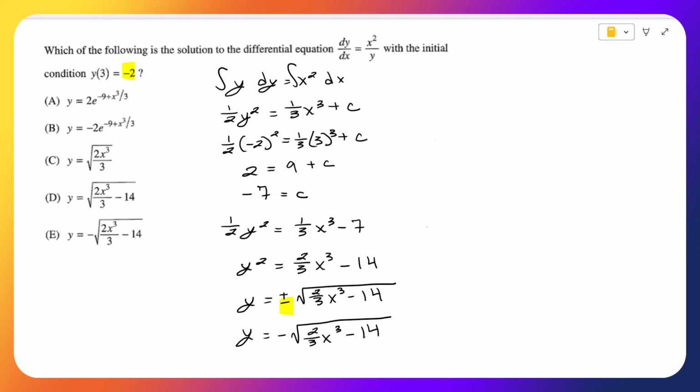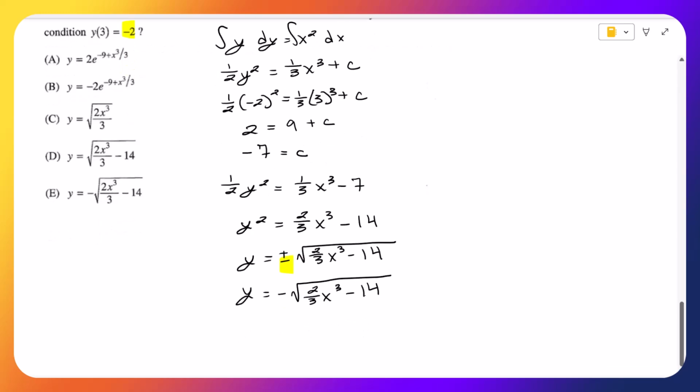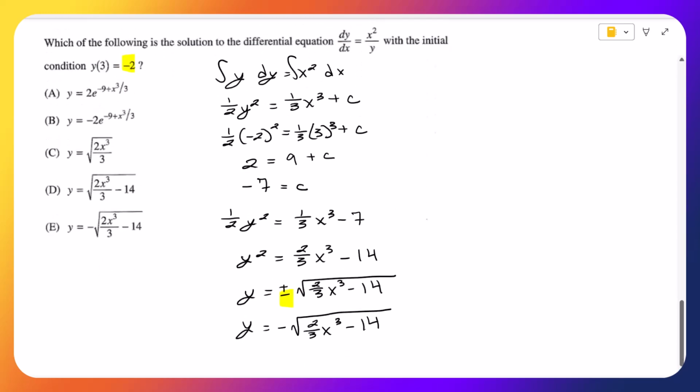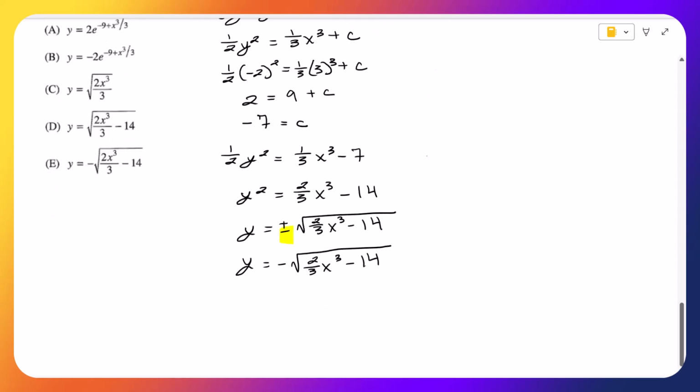And now I have my x and y. I can substitute that in. I get 1/2 -2 squared equals 1/3 3 cubed plus c. Simplify that. 2 equals 9. C equals -7. Boom. And now I'm going back to my original function. I'm substituting this negative in here. So we get 1/2 y squared equals 1/3 x cubed plus -7.